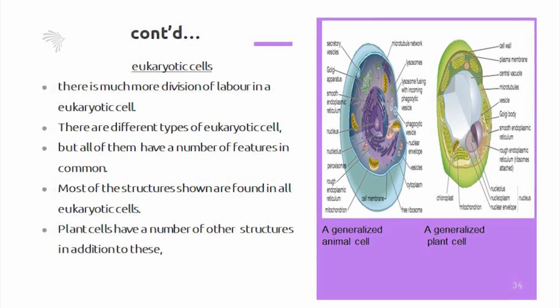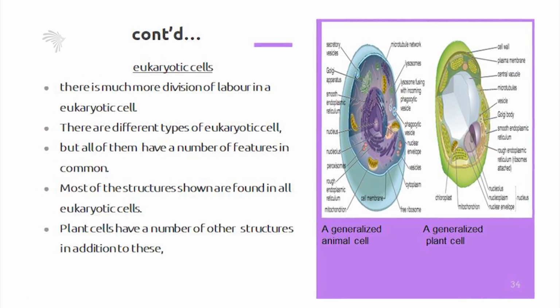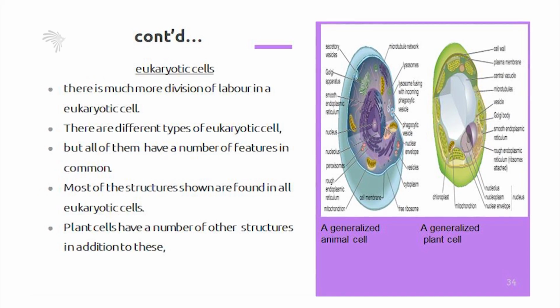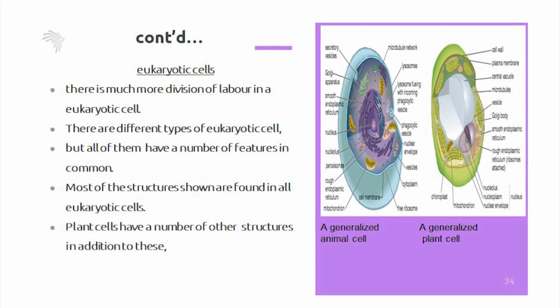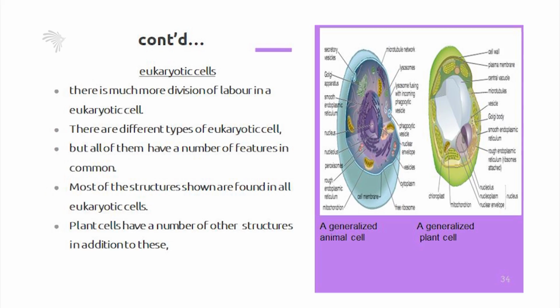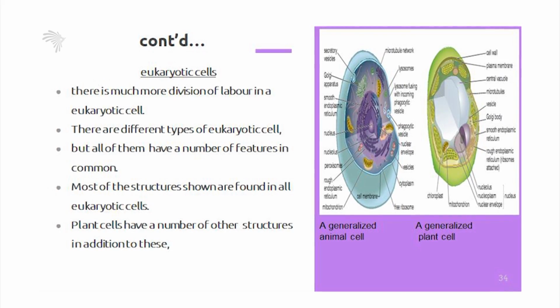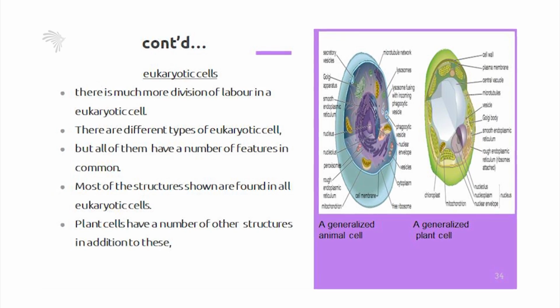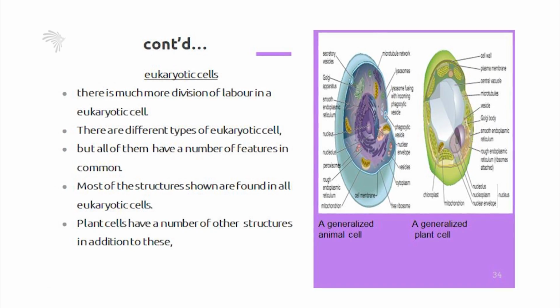There is much more division of labour in a eukaryotic cell. There are different types of eukaryotic cell, but all of them have a number of features in common. Most of the structures shown are found in all eukaryotic cells. Plant cells have a number of other structures in addition to these common structures. So here you have a generalized animal cell as well as a generalized plant cell in this slide.